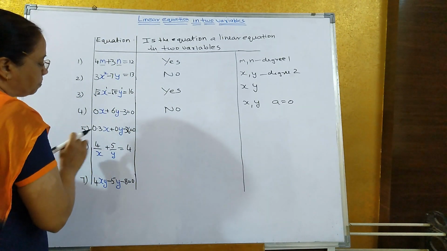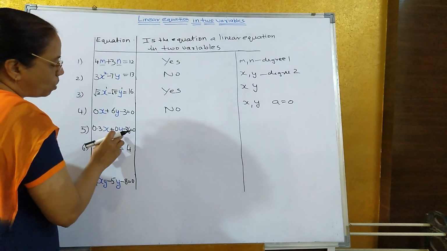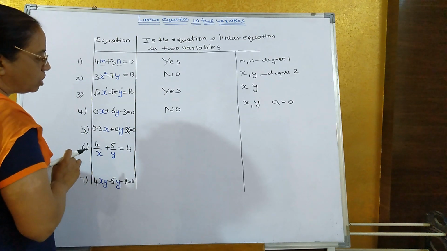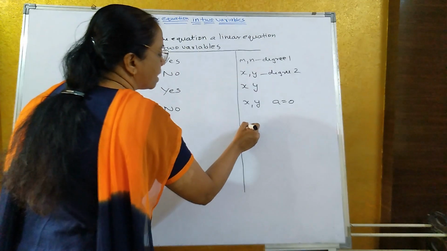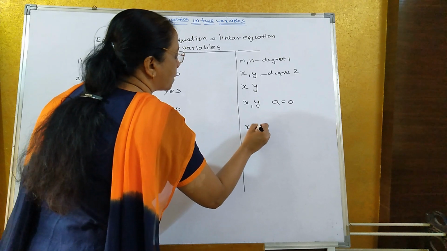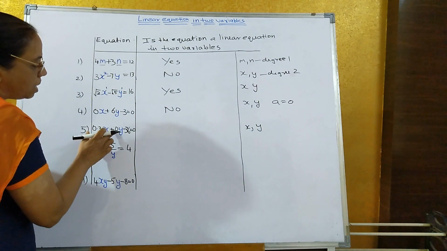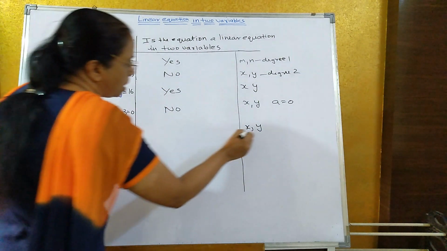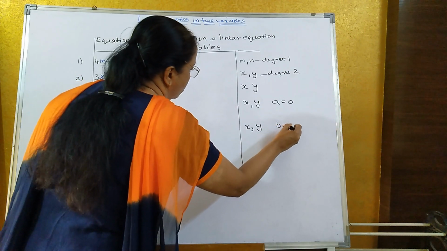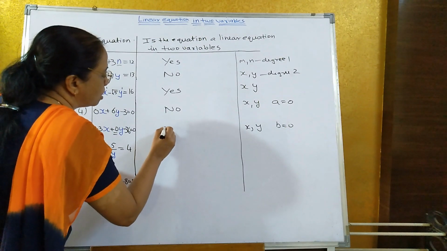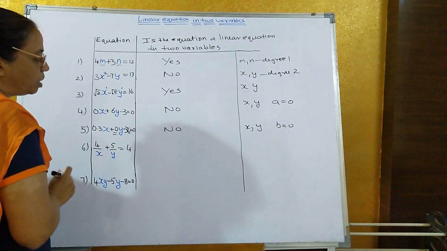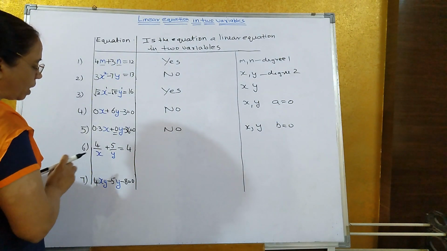See the fifth sum, 0.3x plus 0y minus 36 equal to 0. There are two variables x and y. But over here, b is equal to 0. Therefore, it is not a linear equation in two variables. It will become a linear equation in one variable.